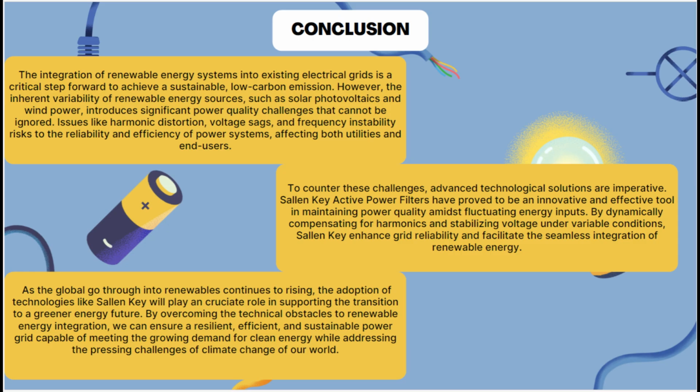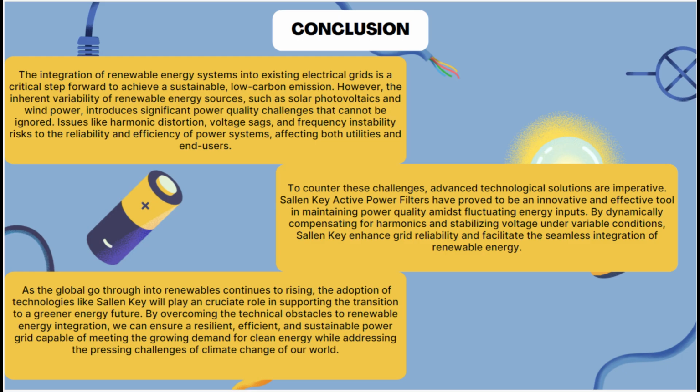Okay, so for the conclusion, the integration of renewable energy systems into the existing electrical grids is a critical step forward to achieve sustainable low carbon emission. However, the inherent variability of renewable energy sources such as solar power, photovoltaics and wind power introduces a significant power quality challenge that cannot be ignored. Issues like harmonic distortion, voltage sag and frequency instability risk the reliability and efficiency of power systems, affecting both utilities and end users.